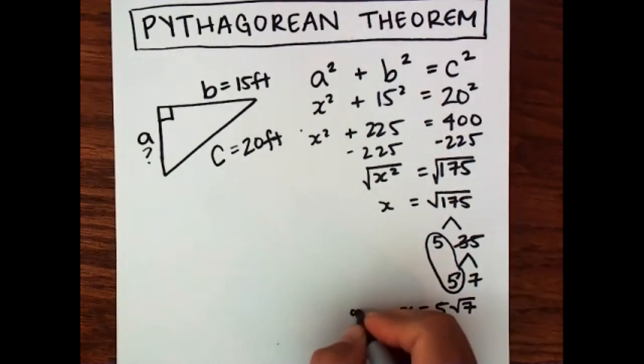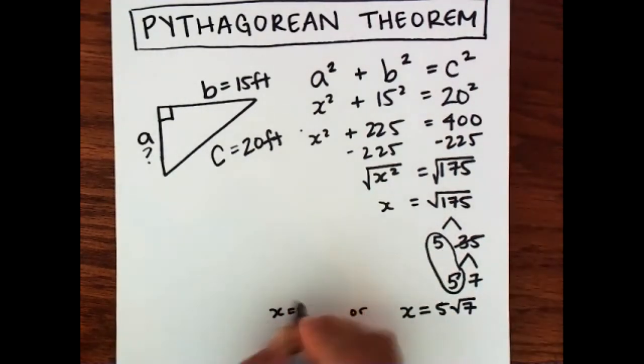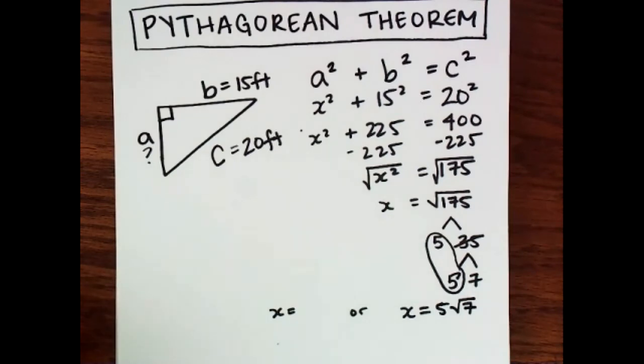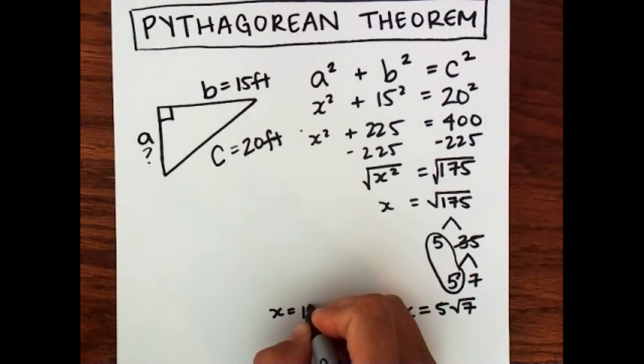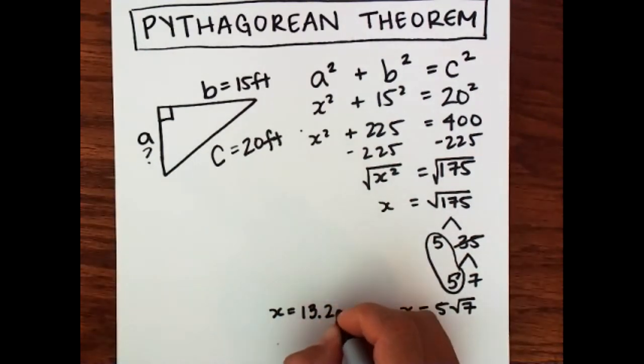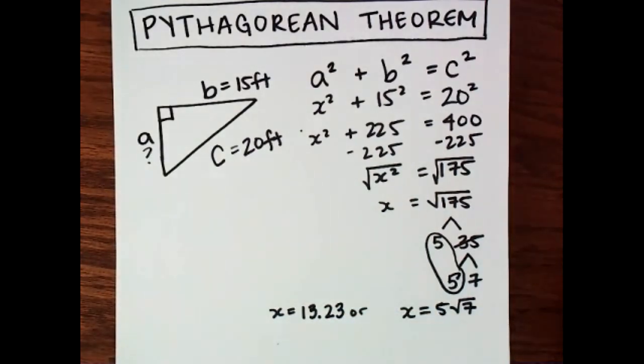The other way we will want to write this is we could do the square root of 175 as a decimal. Remember to always round to the hundredths, or whichever place the example says to round to. And for this case, we will get 13.23.